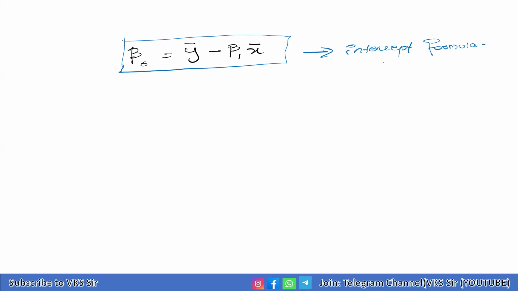Now let's substitute the beta naught in equation 2 to get the formula for the coefficient.